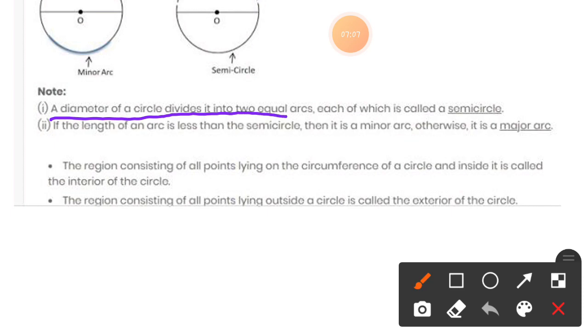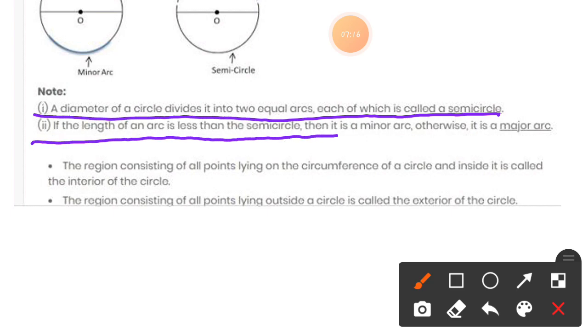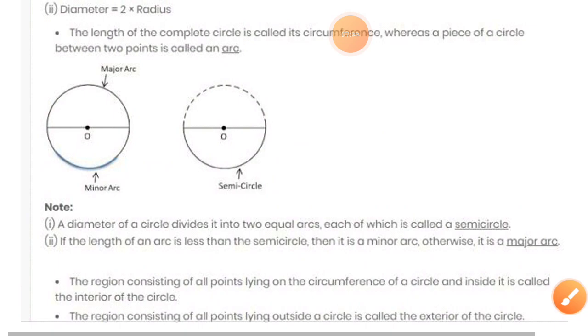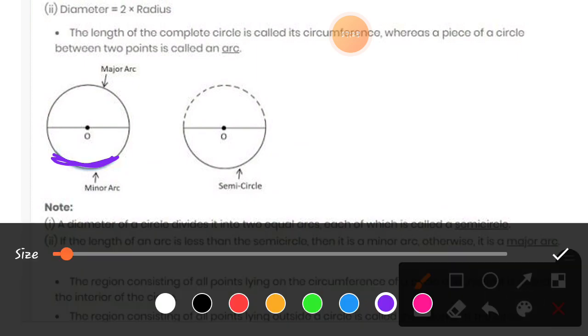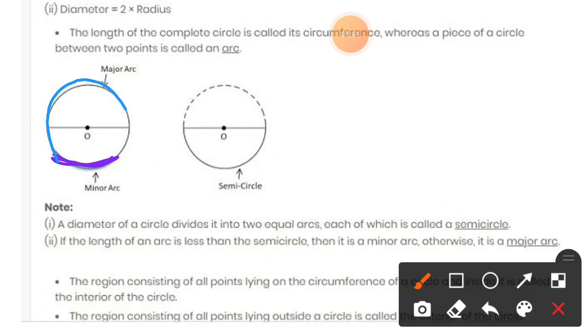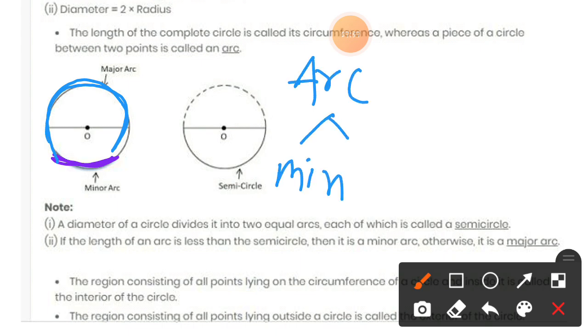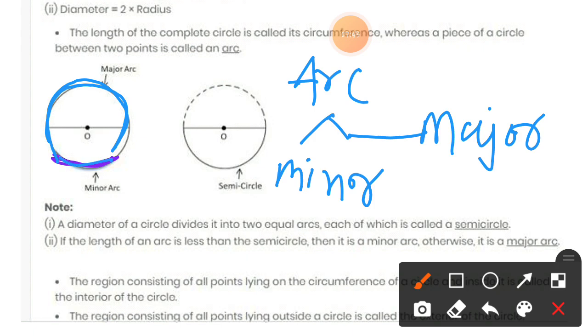The diameter of a circle divides it into 2 equal arcs called semicircles. Correct? And if the length of the arc is less than the semicircle, it's a minor arc, otherwise it's a major arc. It means this arc is called the minor arc, and this is called the major arc. So our circle is divided into 2 parts, minor and major. Correct, students? I hope you understand this.